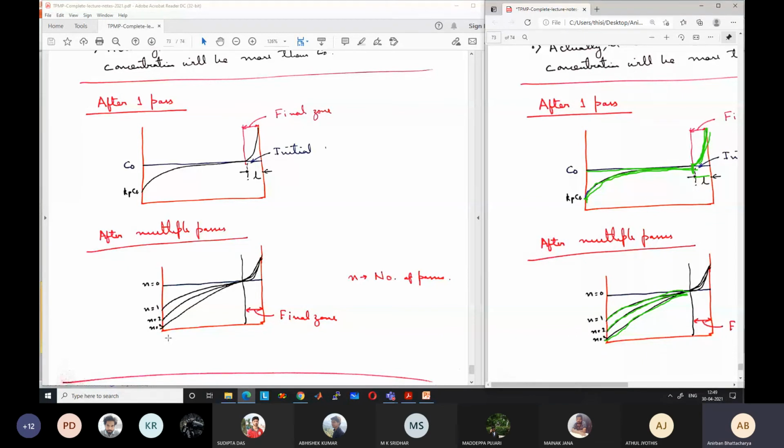So after two passes, 0.1%, correct. After 3 passes, it will be 0.01%. So it will drastically decrease in the initial phase. Although I am drawing it like this because I don't have space here, actually it will decrease by large amounts in each case. Okay, it will not decrease by small amounts. So you have a significant reduction.